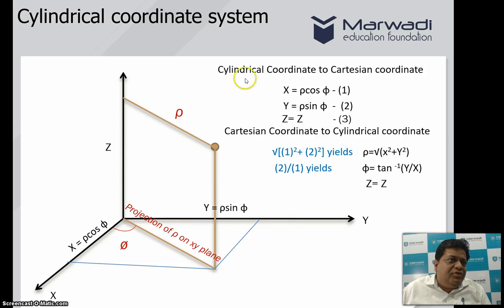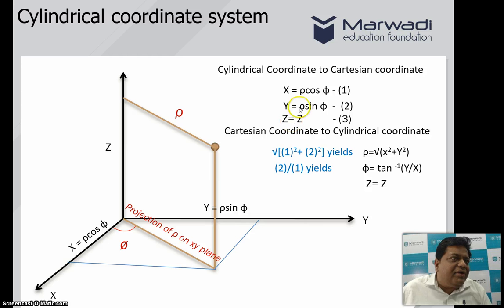Now we will see how to convert from one coordinate system to another. This is the same direction of rho as earlier. This is my rho, and this is the projection of rho on the xy plane. This projection makes an angle phi with the x-axis, and the height of this point is z. So this point has coordinates rho, phi and z. Now I want to convert rho, phi, z into x, y, z. How can I find x? I take the projection of rho on the xy plane, which has the same length rho, and the angle between this projection and the x-axis is phi. So the x component of this rho vector is rho cos phi: x equals rho cos phi. Similarly, the y projection is y equals rho sin phi, and z remains the same: z equals z.